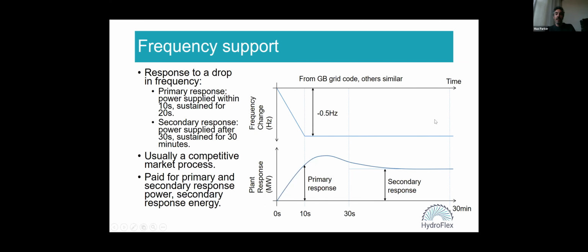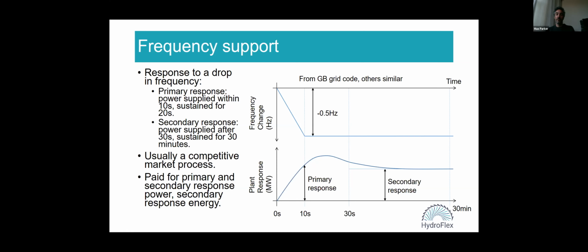So being able to improve these abilities is particularly important with a higher penetration of wind. I'll be mainly considering frequency response first of all. It's a response to a drop in frequency. From the GB grid code, primary response is the power that's provided within 10% of the frequency drop, and sustained for a short period, 20 seconds or so. Secondary response is what's provided after 30 seconds, and it will be sustained for 30 minutes or so.